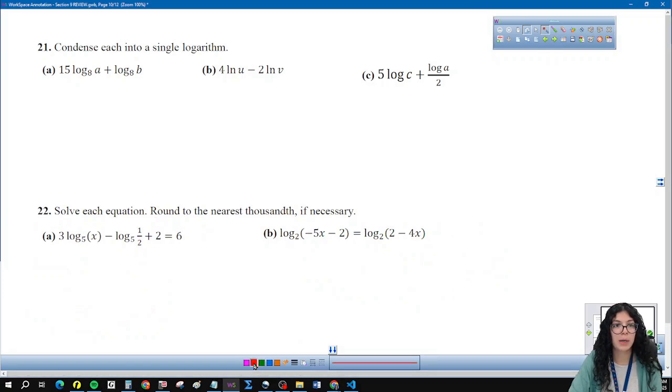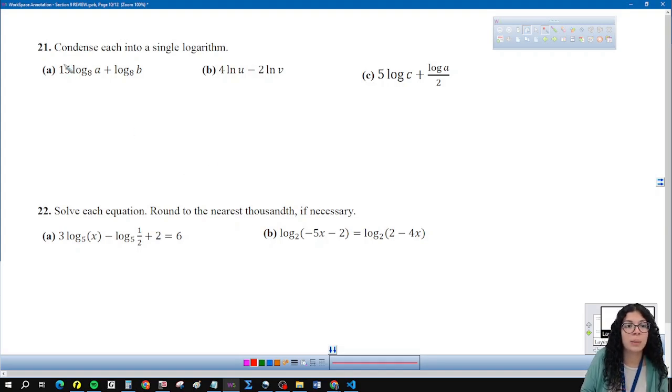All right, moving on to number 21. They want us to now do the reverse. Now it is expanded. We're going to go ahead and condense it together. So I'm going to do everything in reverse, right? The last thing I did on the expanding was apply the power rule, so the first thing I'm going to need to do here is apply the power rule.